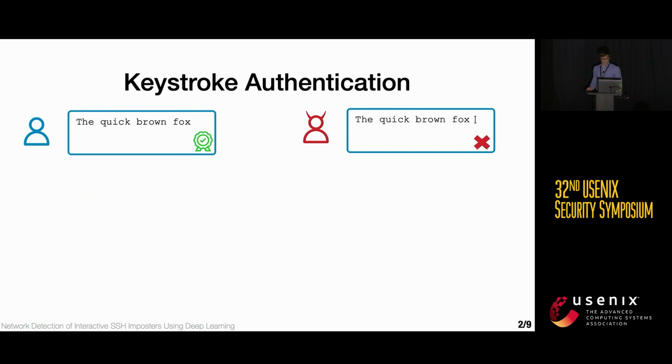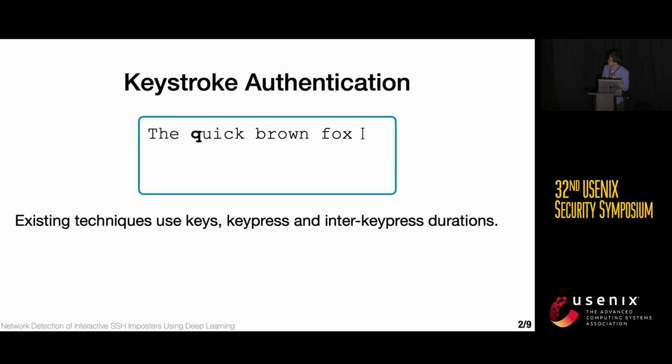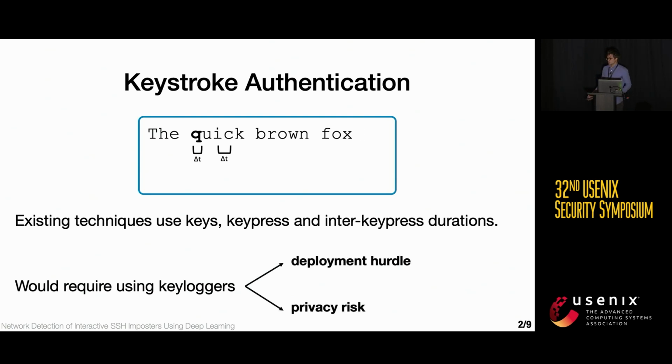However, if we look at existing work, it uses keys, so the specific keys that are being pressed, key press durations, so how long you stay on each key, and also inter-key press durations. And the issue is that in SSH, everything's encrypted, so we don't have that information. This would require using keyloggers, which one, invade user privacy, and also are a big deployment hurdle. We can't have keyloggers on every single server. It's just impractical. So how can we do this?